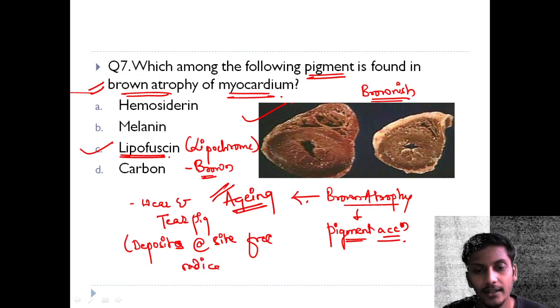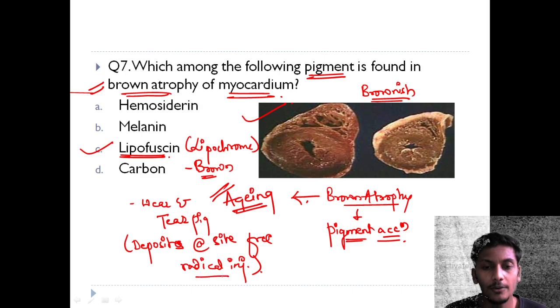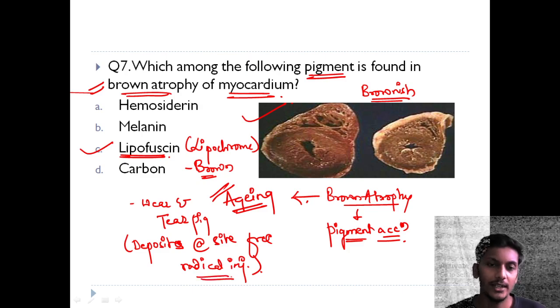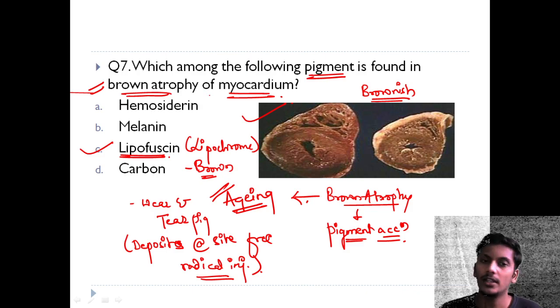Wherever free radical injury is going on, lipochrome or lipofuscin would go and deposit or accumulate there. Okay, so please remember, this is your lipofuscin. It is a physiological pigment. It is a physiological brown colored pigment.